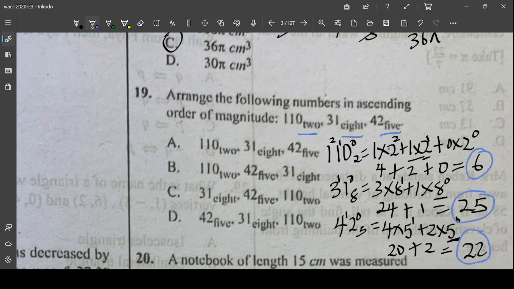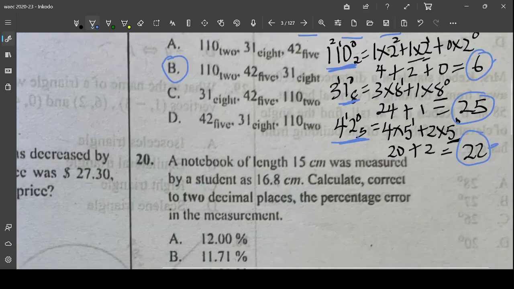I'm told to arrange it in ascending order, from the smallest to the highest. So the smallest number here is 6, which corresponds to 110 in base 2, followed by 22, which corresponds to 42, and then 31. So that is option B.